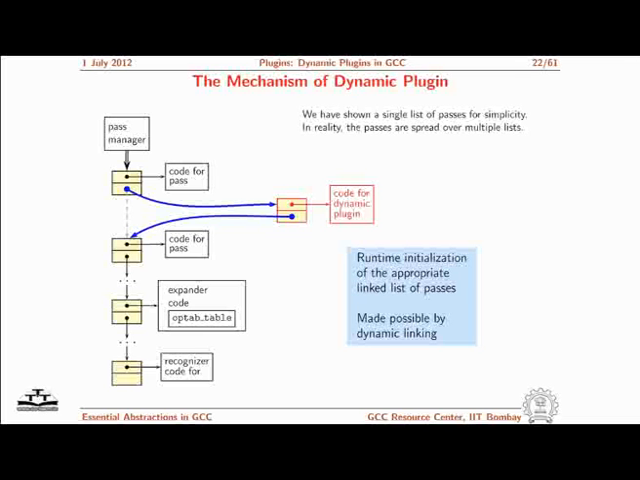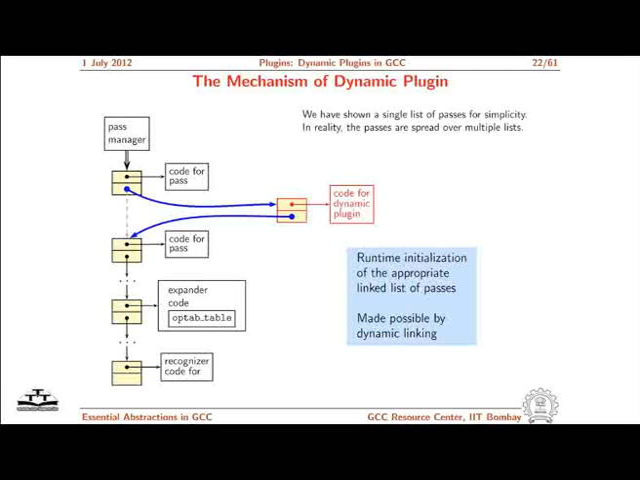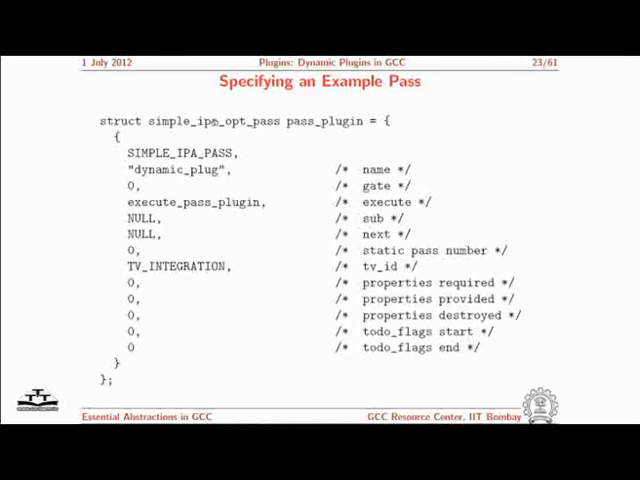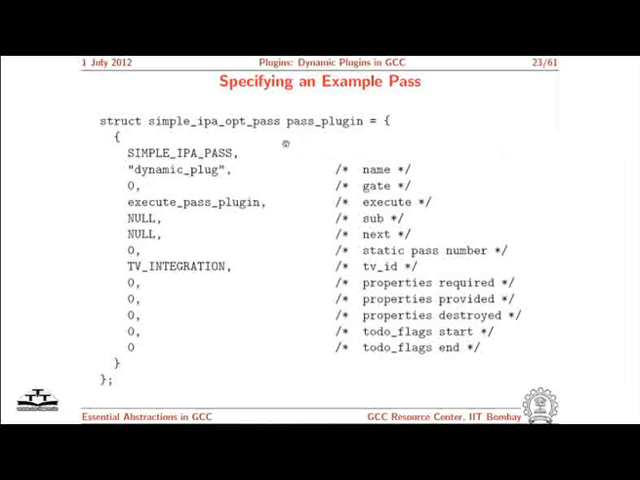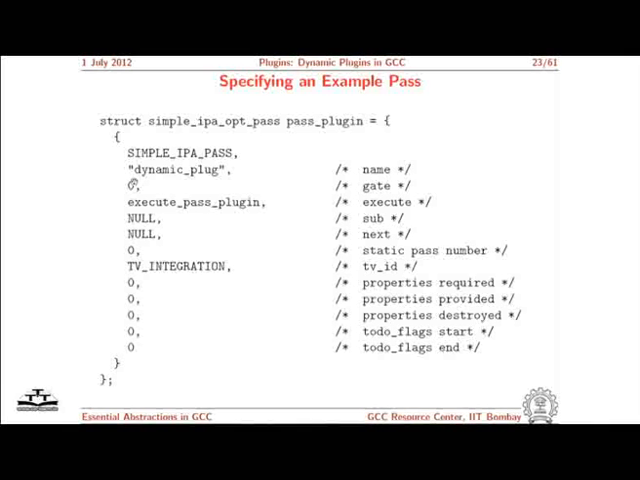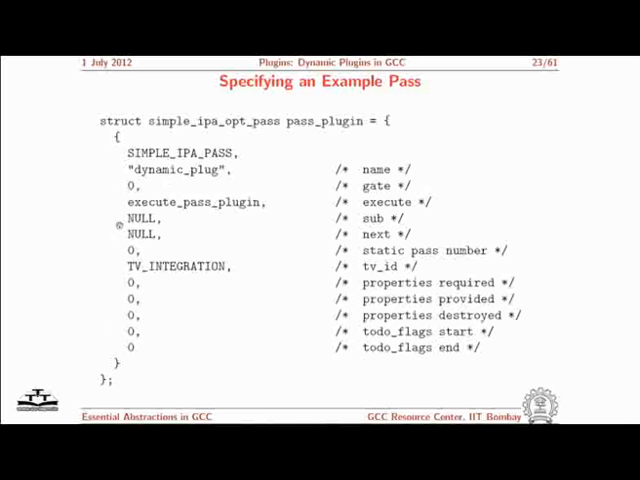So this runtime initialization is made possible by dynamic linking, and this is, let's say, our opt pass that we have specified. Pass plugin, and some simple IPA pass is the name that will be used for the purpose of printing a dump file. This is my execute function. Everything else is null. I really don't care. I don't want a sub pass. I really don't want a gate as well. When gate is null, there is no gate function and the pass is executed by default. So this is how I can specify my pass.